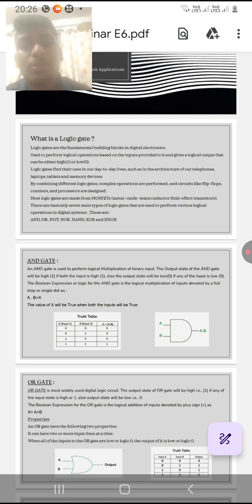I am now explaining about the topic logic gates. Logic gates are the fundamental building blocks in digital electronics used to perform logical operations based on the input provided, and the logical operations can be either high or low, 0 or 1.